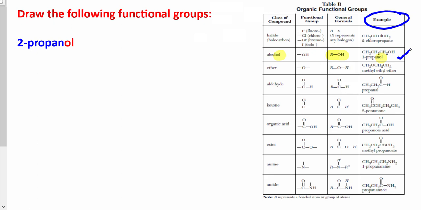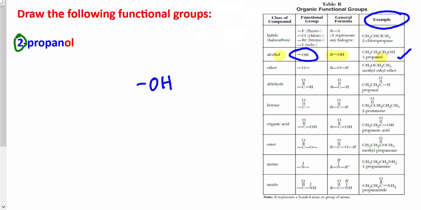So the first thing I would do is draw the functional group for alcohol, just like this. So I have dash OH. That's the alcohol group, right? In this case, this alcohol group must be in my second carbon, right? Because 2-propanol means whatever the functional group you have, it has to be in the second carbon.